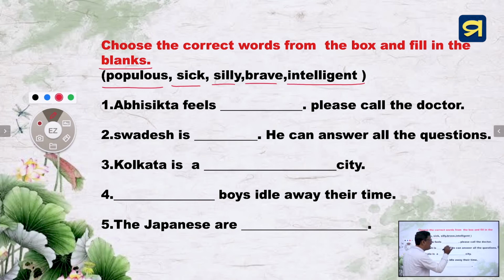Abhisikta feels dash. Please call the doctor. So definitely what is used? Sick. So Abhisikta feels sick. Please call the doctor. Swades is dash. He can answer all the questions. Which adjective is used? Very good. Intelligent. So you have to use intelligent here.